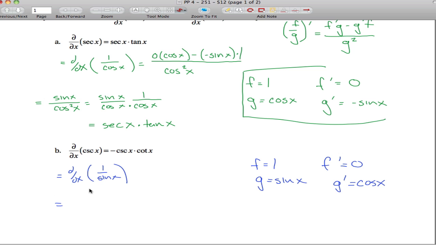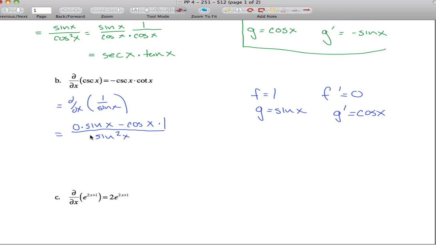We apply our quotient rule and get f prime times g minus g prime times f divided by g squared. And kind of same idea, 0 minus, okay, so what we got here is negative cosine of x over sine of x times 1 over sine of x, because sine squared is sine times sine. And what we have here is cotangent, what we have here is cosecant. So this is equal to negative cosecant of x times cotangent of x.